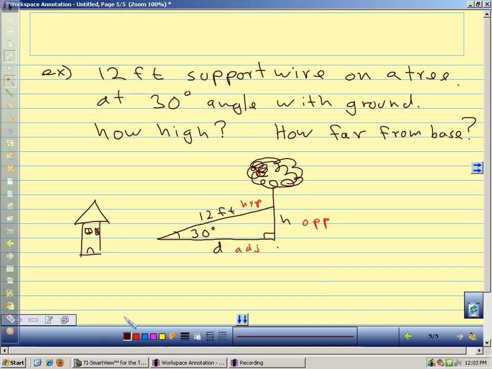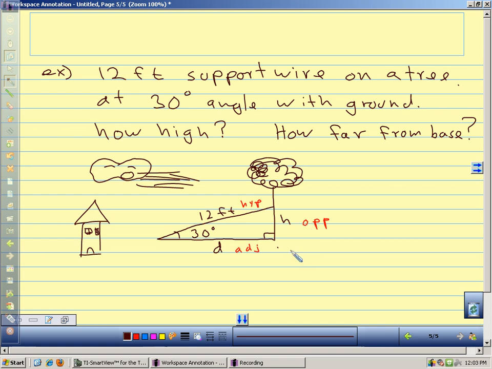So we have two different problems to do here. We're going to do one for h and one for d. So let's find the height first. Let's figure out how high up the tree we're going to attach this wire. We want to attach a wire here because it's really windy. So there's a cloud. We don't want the tree to blow over. So let's look at the height first. How far up? So we have the hypotenuse, and we're trying to find the opposite side. Which trig ratio tells us about the opposite and the hypotenuse?